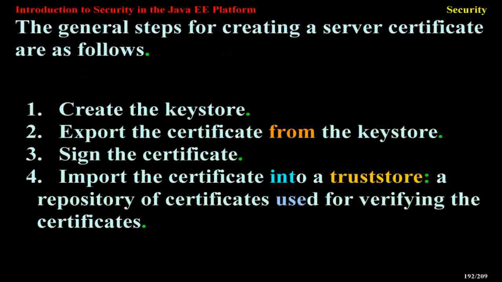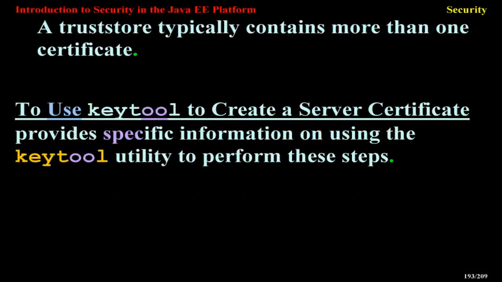The general steps for creating a server certificate are as follows. Create the keystore, export the certificate from the keystore, sign the certificate, and import the certificate into a truststore, a repository of certificates used for verifying the certificates. A truststore typically contains more than one certificate. The following section provides specific information on using the keytool utility to perform these steps.